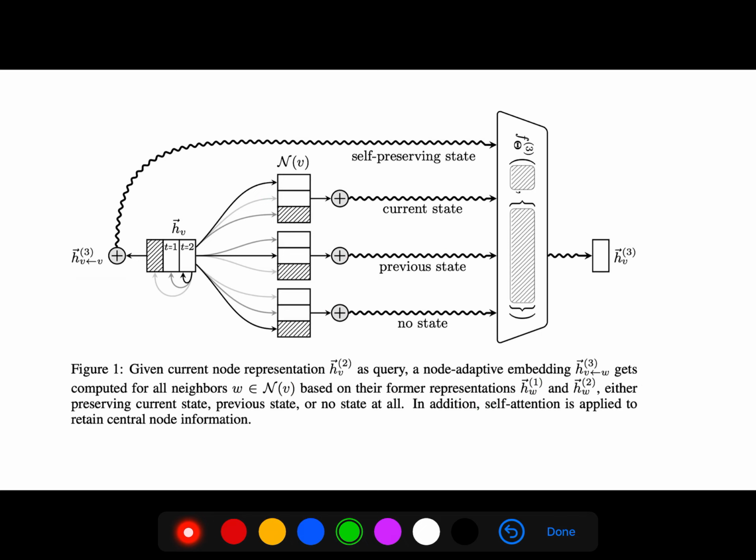So given the current node representation as a query, a node-adaptive embedding gets computed for all neighbors based on their former representations, either preserving the current state, previous state, or no state at all. In addition, self-attention is applied to retain central node information.